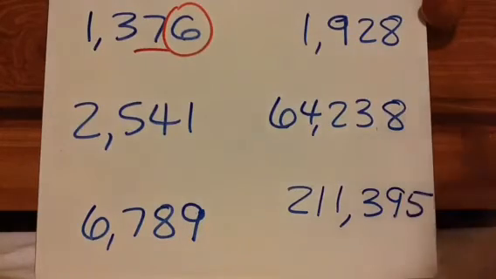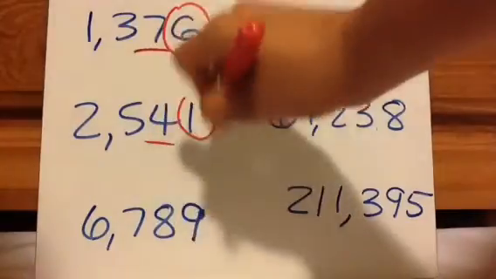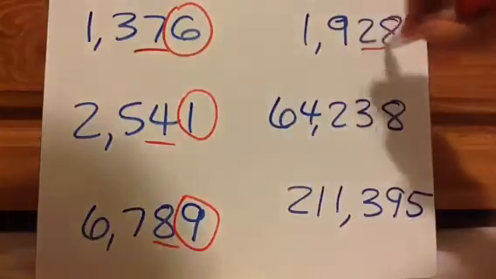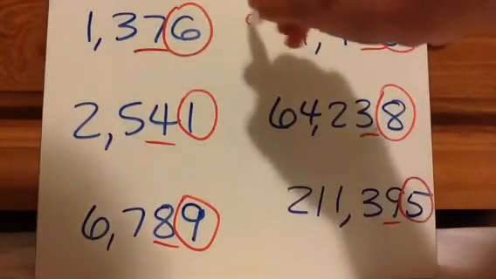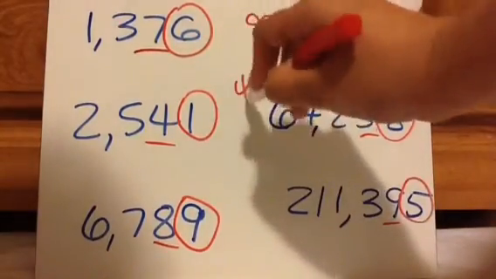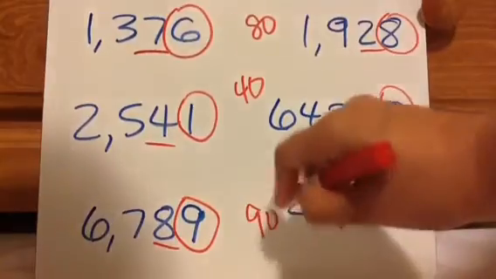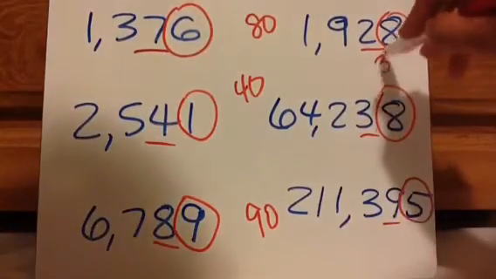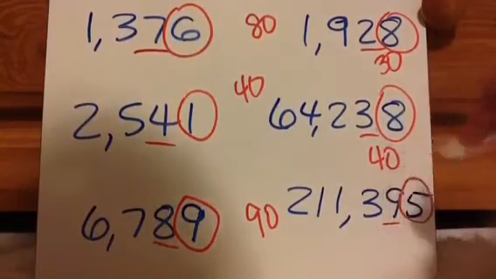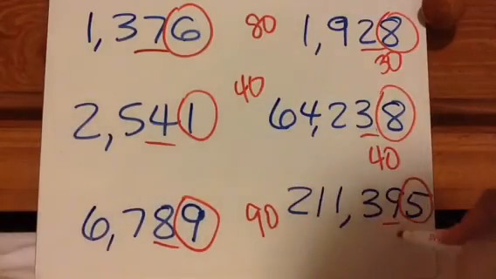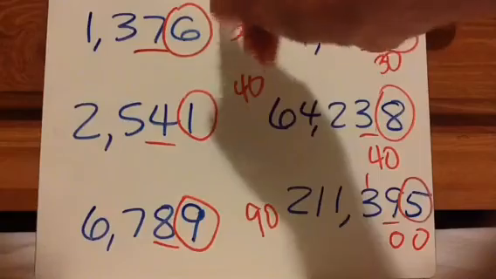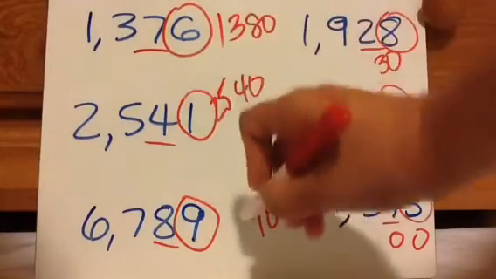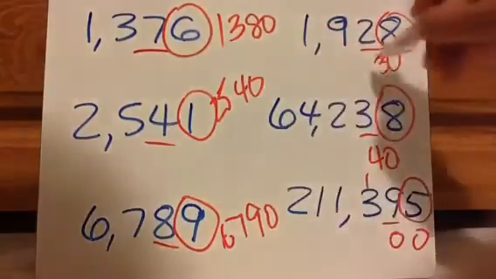So if I were to just look at my tens place, okay, 76 is closer to 80, 41 is closer to 40, 89 is closer to 90, 28 is closer to 30, 38 is closer to 40. Oh, 95 is actually closer to 100, so I know I'm going to have to carry. Now I'm going to go back, and all I got to do is put the other numbers in front of it.